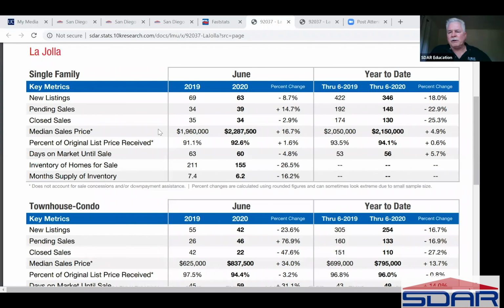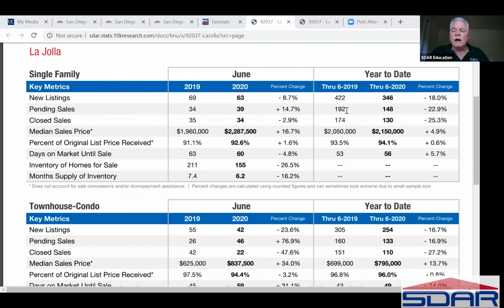Okay, closed sales, and again, I'm focusing on this for right now only because I'm not going to do this for every zip code. Now we get an idea. Closed sales: there were 35 closed sales last year in June. This year there were 34. Now think about that, almost exactly the same number of closed sales. For those of us who are complaining about how bad the market is and all that kind of stuff, go ahead and complain, but at the end of the day, I'm not going to listen to you.